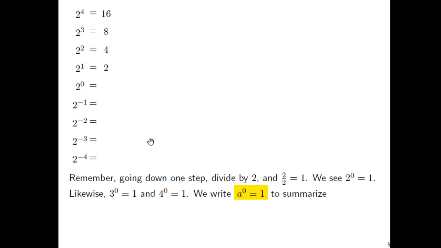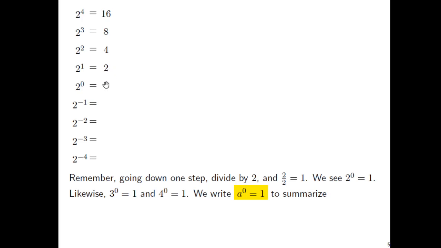So what goes in these spots? Well, let's follow this pattern. Take a look. The base is always 2 on the left side. And the exponent should go down by 1 unit at a time. So I hope this makes sense. 2 to the 0, 2 to the negative 1, 2 to the negative 2. And remember, going down 1 step on this ladder, on the right side, we divided by 2. So take a look here.